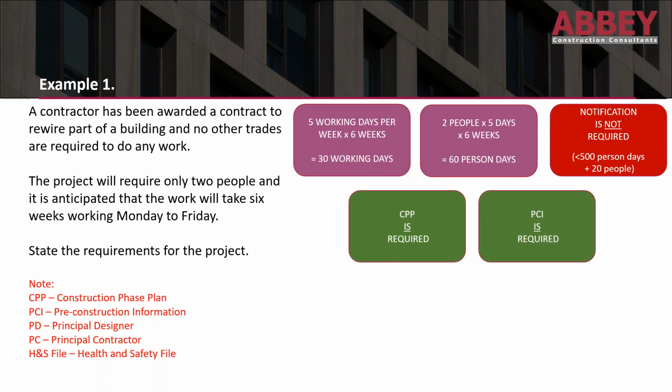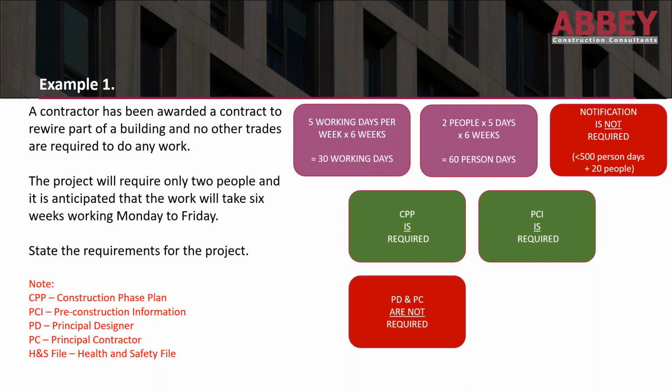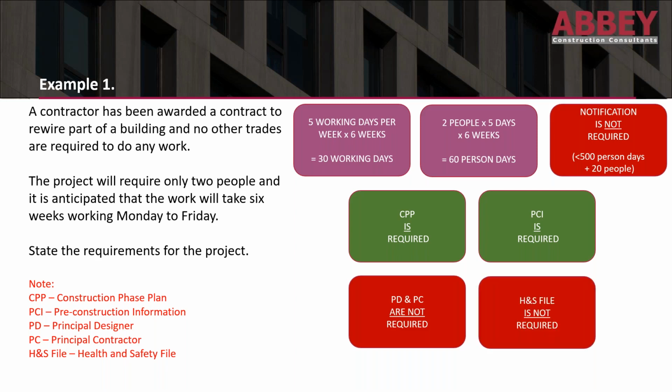If it's minor works, then a risk assessment and method statement would suffice as a construction phase plan. Pre-construction information is still required from the client to the contractor, but a principal designer or principal contractor is not required because there's only one contractor, and therefore a health and safety file would not be required.